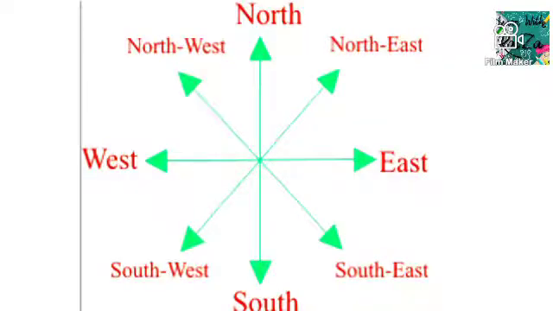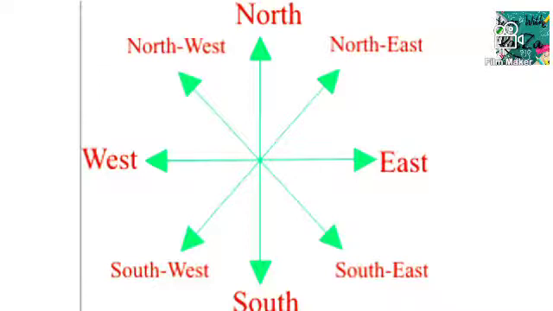Okay students, now these are the 8 directions. So first of all, we have to learn the main 4 directions. They are north, south, east and west. So they are the main directions, right? So north is the top direction, south is the bottom direction, and east is the direction where the sun rises, and west is the opposite of east. So other than the 4 main directions, we have to learn 4 other sub directions.